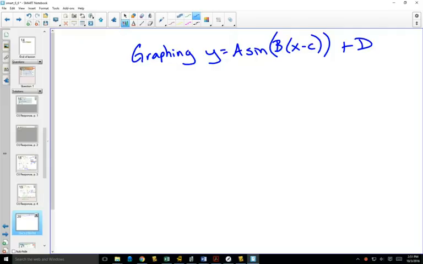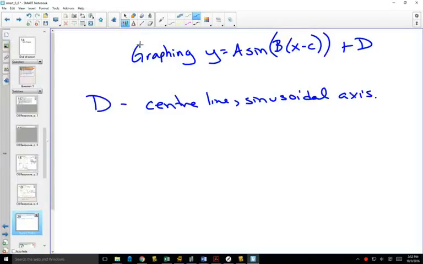The first thing that we saw is the only thing that changed our center line, because our center line started on the x-axis, was our d value. So when we go to graph this, we're actually going to start by graphing our center line or our sinusoidal axes. So it's really backwards, because we worked from left to right and now we're starting with the thing that's on the farthest to the right.